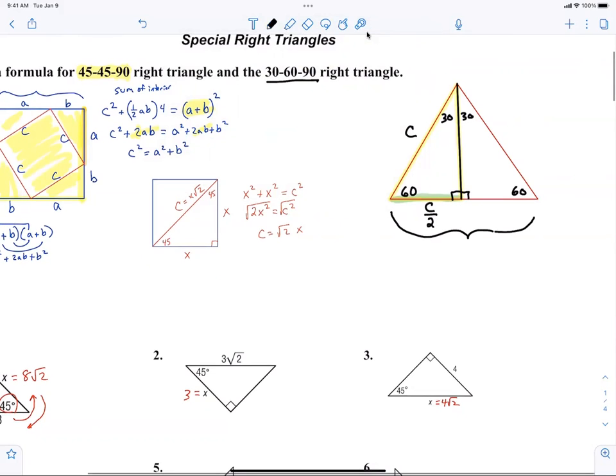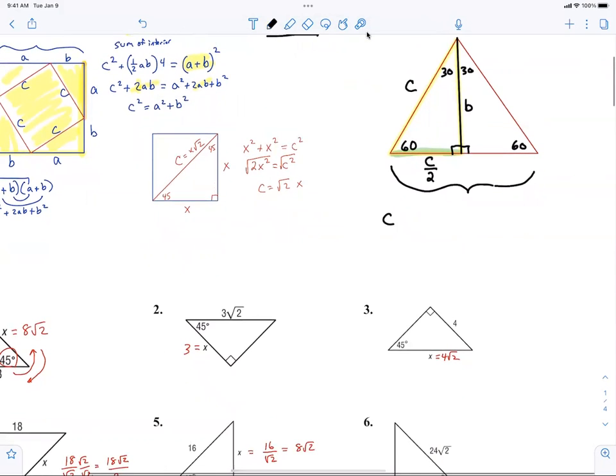And now we're missing B. Does everybody agree? I don't know what that is. Everybody happy with that? Now, does everybody agree that's a right triangle? And we just proved the Pythagorean theorem. So we know that C over 2 squared plus B squared equals C squared. So bear with me on this.